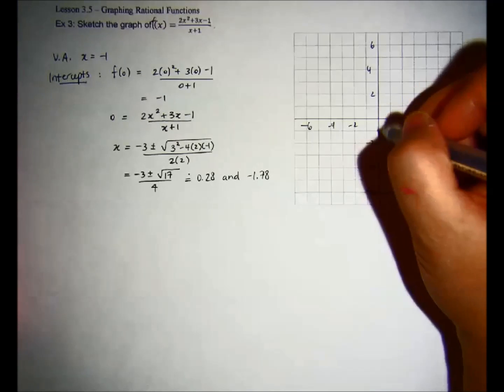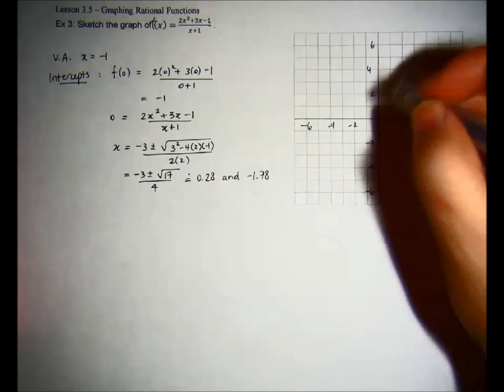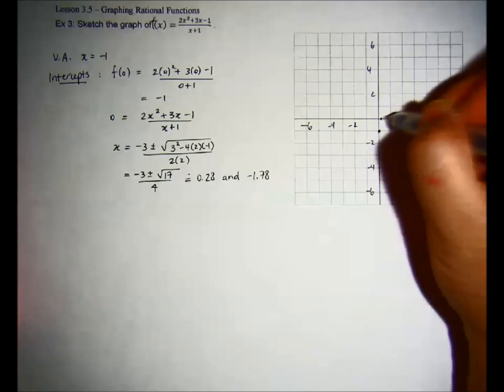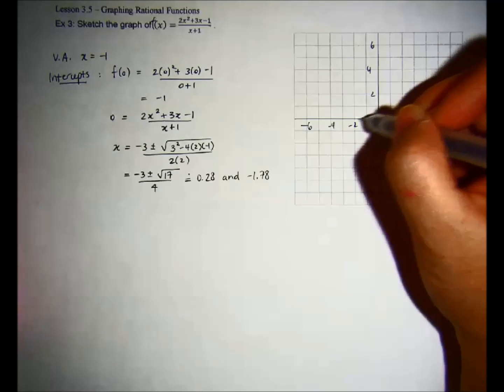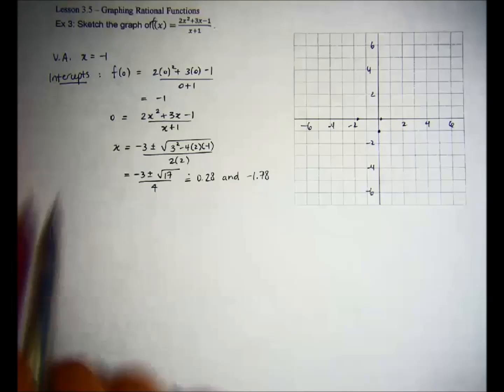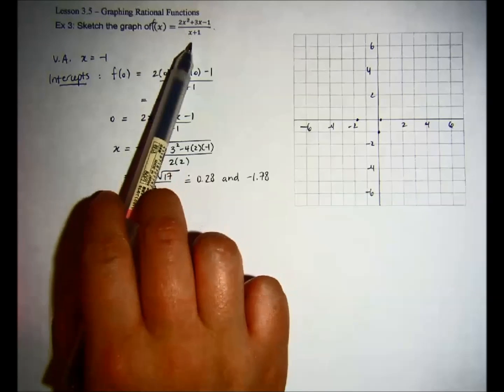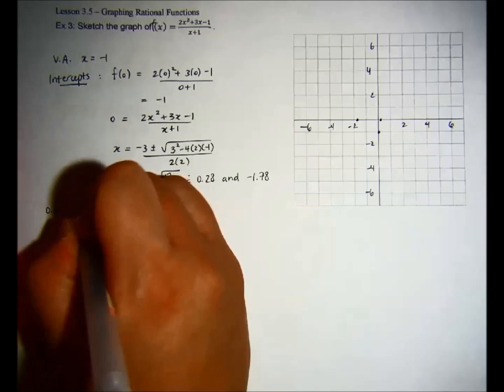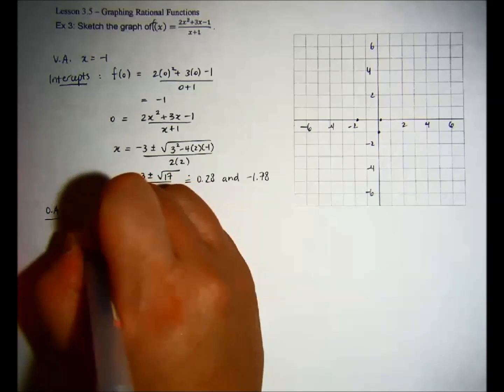So let's plot all of these points that we have so far and other features. So f of 0 is at -1, and then our x-intercepts were at 0.28, so really close here, and -1.78. And because the degree of the numerator is 1 higher than the degree of the denominator, we know that we're going to have an oblique asymptote. So again, we will need to do long division.